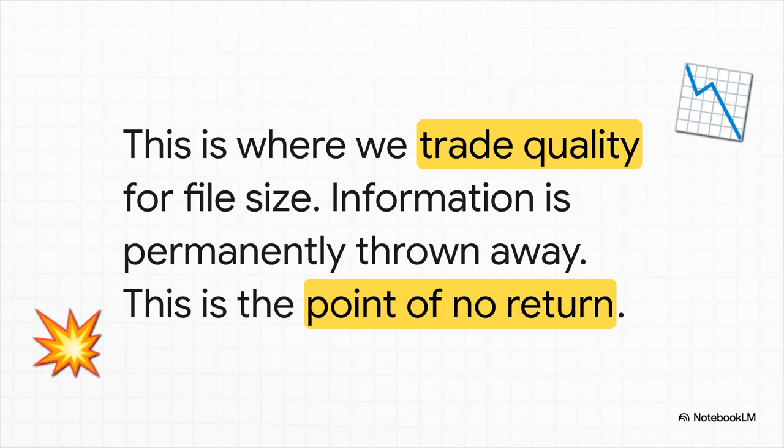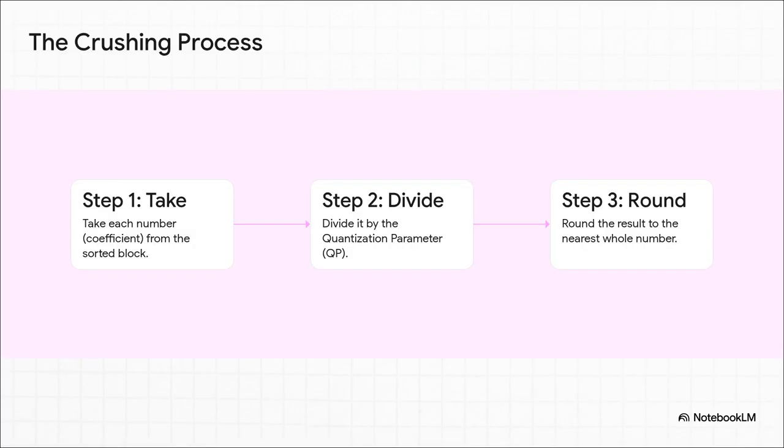But not here. At this station, we are going to permanently, irreversibly throw information away to get that massive file size reduction. There is no undo button for this step. The process itself is surprisingly simple, almost crude. The machine takes every single number from our sorted block and divides it by one single value. That value is called the quantization parameter, or QP.